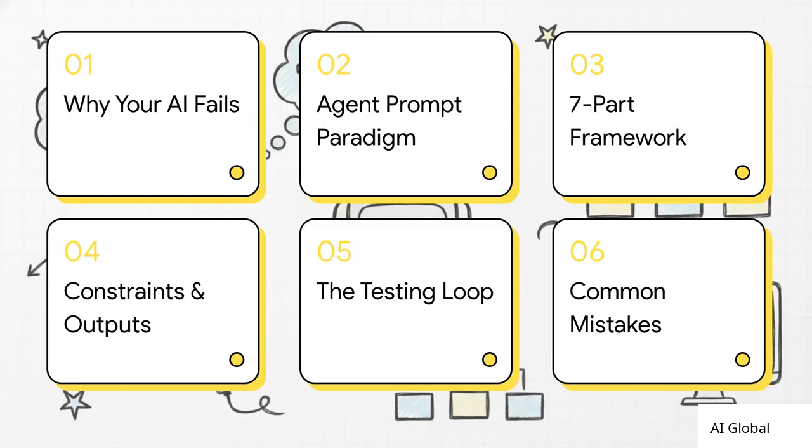So here's our roadmap for today. We'll start with Section 1, Why Your AI Fails. 2. The Agent Prompt Paradigm. 3. The 7-part framework. 4. Constraints and outputs. 5. The testing loop. And finally, 6. Common mistakes.